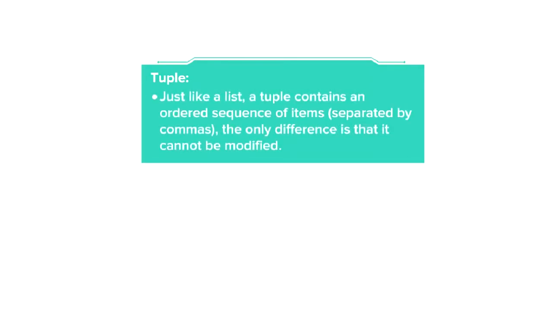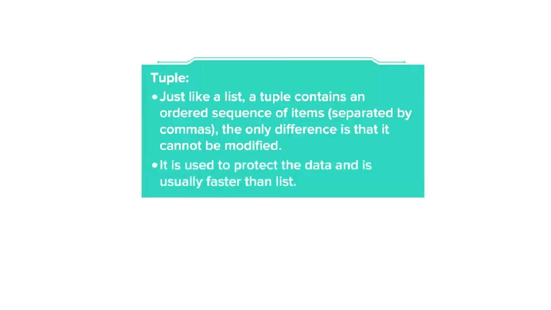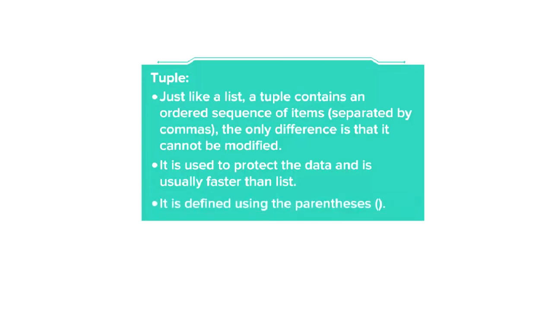Now, let's move on to discuss tuples. So just like a list, a tuple contains an ordered sequence of items separated by commas. The only difference is that it cannot be modified. It is used to protect the data and is usually faster than list. A tuple is defined using the parentheses.